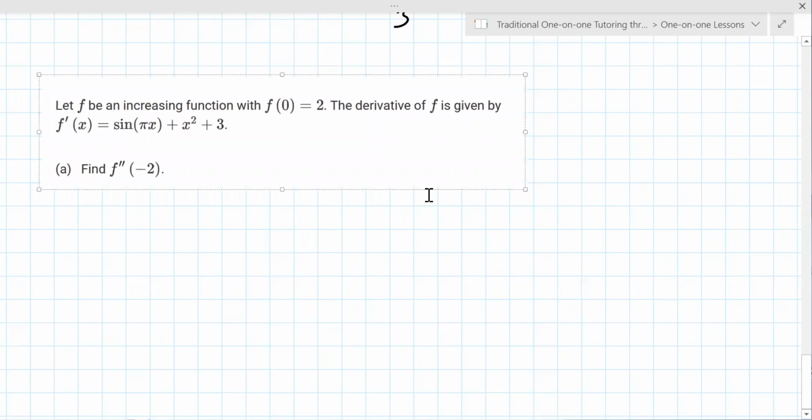Let f be an increasing function. F of 0 equals 2. The derivative of f is given by f prime of x equals that. Find the second derivative at negative 2.